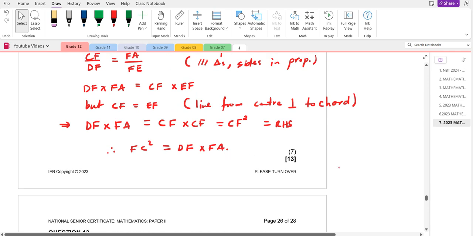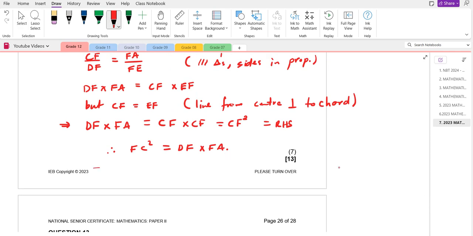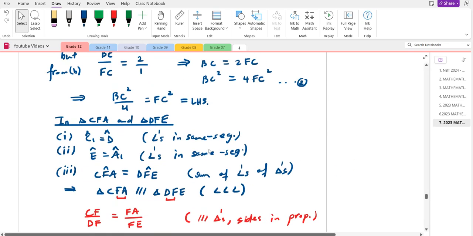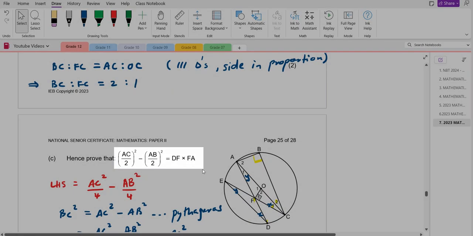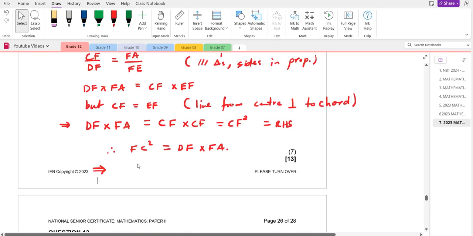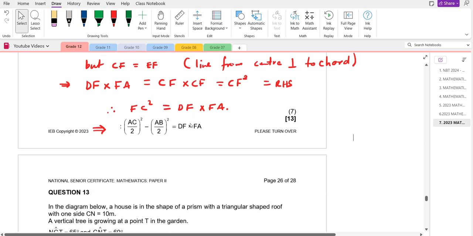Therefore, what was FC squared? This implies the original. You need to write down the original sum. This implies, alright, this implies. So imagine now 7 marks. You have to prove a third, and a second. So you must write down the last thing, because remember that was FC squared and there's DF times FA, and that's it. That ends the proof.